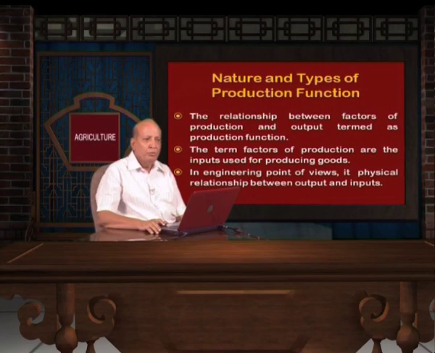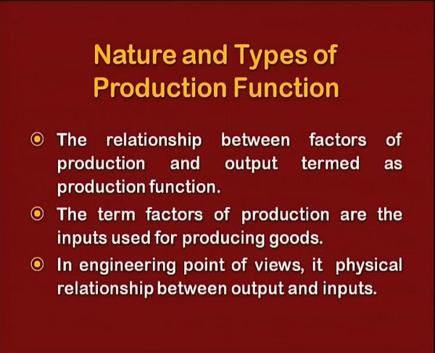Now, we come to the nature and the type of the production function. The relationship between factors of production and the output is termed a production function. The factors of production are the inputs used for producing goods. From an engineering point of view, it is a physical relationship between output and input.